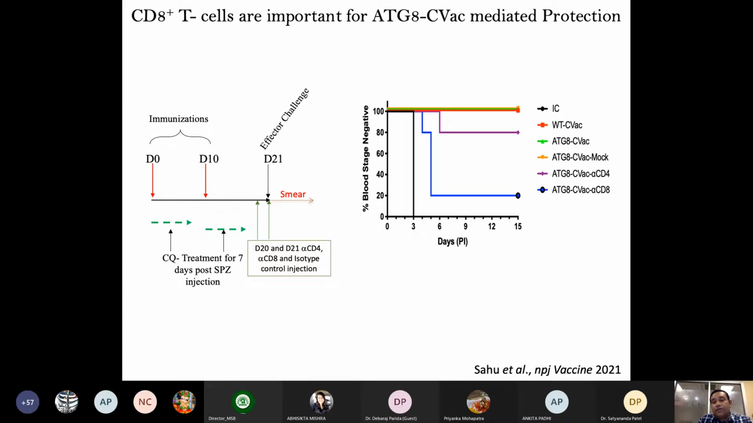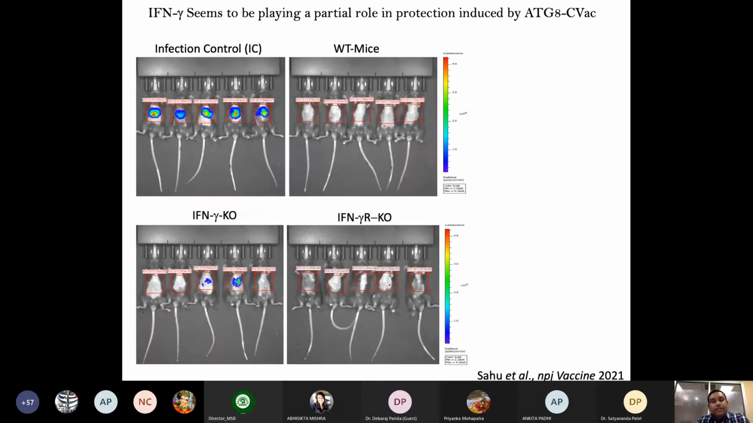So how are they doing this? What is their effector function, how are the CD8 T cells protecting? One of the things that we normally know in the malaria field is that CD8 T cells kill these infected hepatocytes by secreting an inflammatory cytokine called interferon gamma. So whether interferon gamma is playing an important role here or not, to test that hypothesis, we used normal mice.